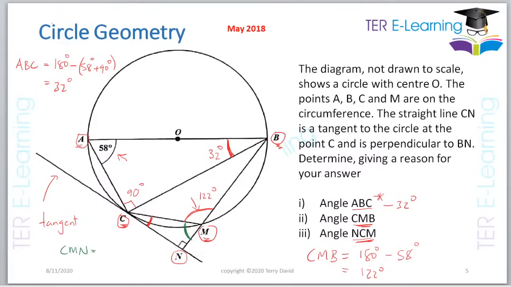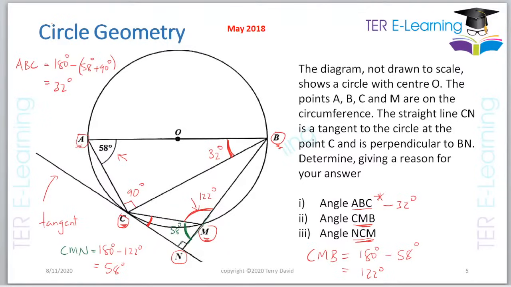CMN, this here is a straight angle. You have this line here. If you know that this is 122, I can work out what CMN is. CMN is simply 180 degrees minus 122 degrees, and that'll give me 58 degrees. So this angle here, that green angle you're seeing there, is 58 degrees.